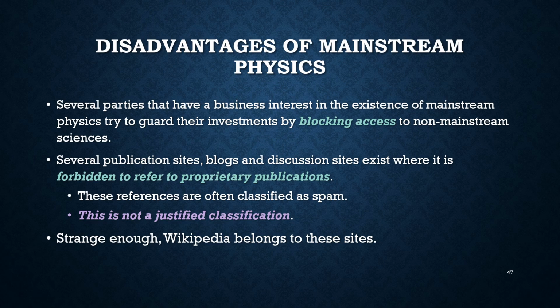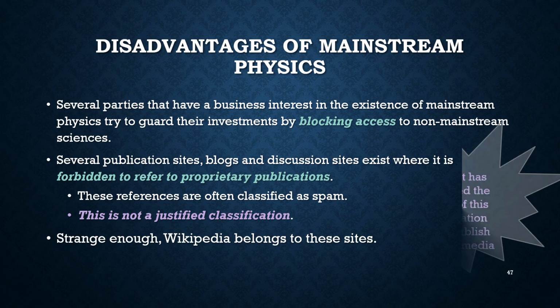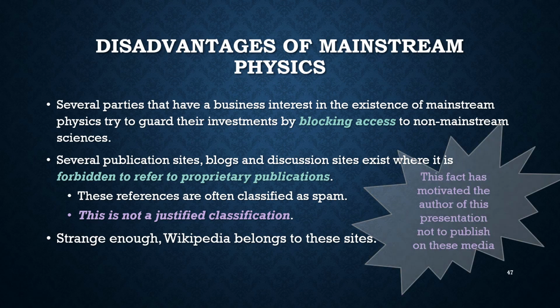Several parties that have a business interest in the existence of mainstream physics try to guard their investments by blocking access to non-mainstream sciences. Several publication sites, blogs, and discussion sites exist, where it is forbidden to refer to proprietary publications. These references are often classified as spam. This is not a justified classification. Strange enough, Wikipedia belongs to these sites. This fact has motivated the author of this presentation not to publish on these media.